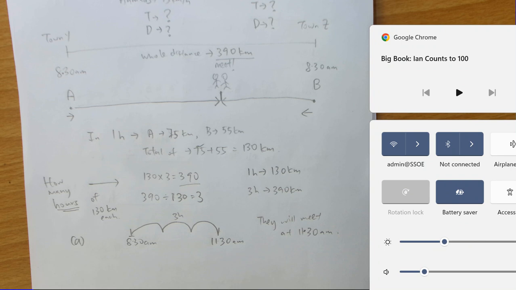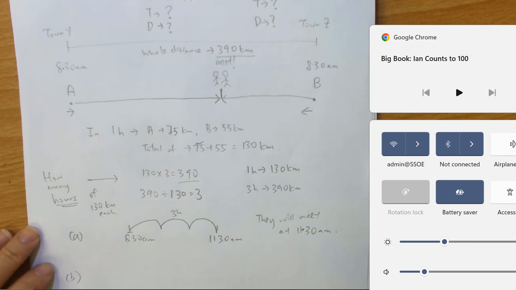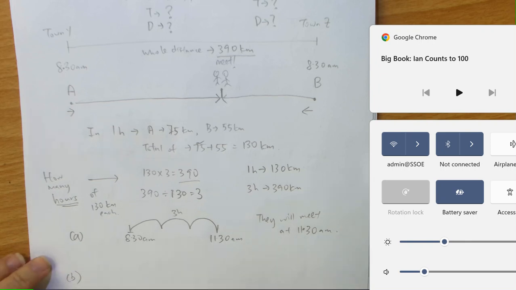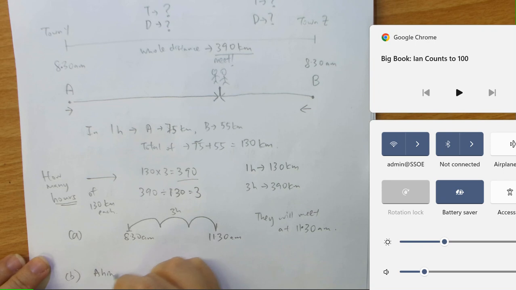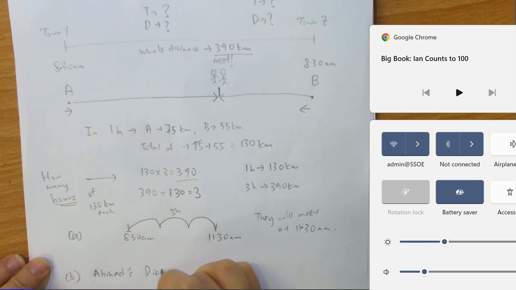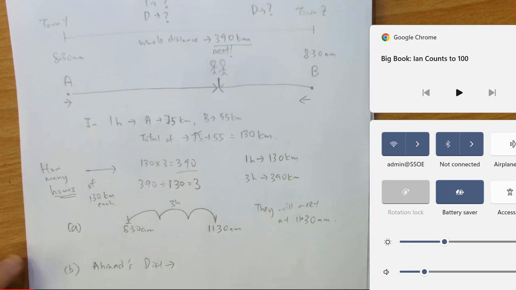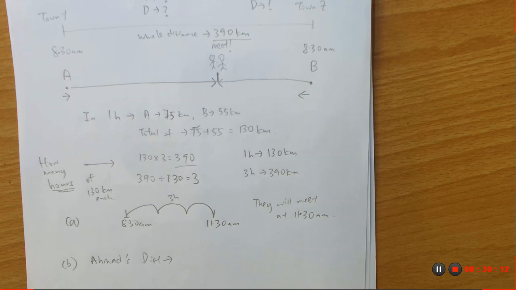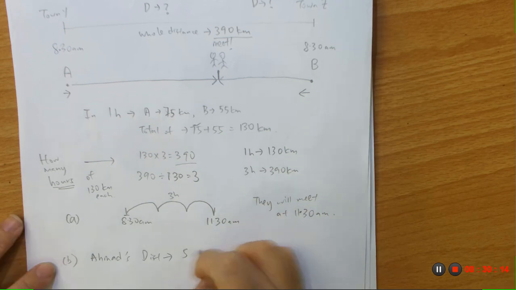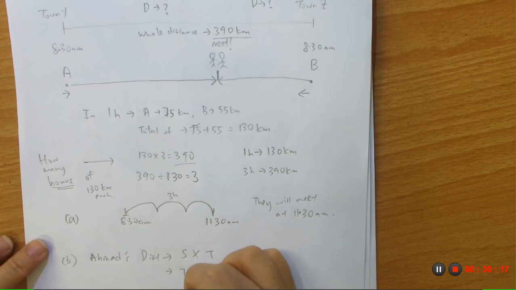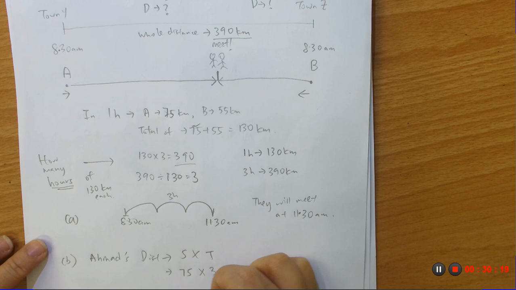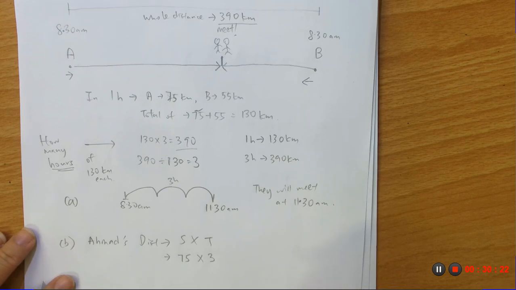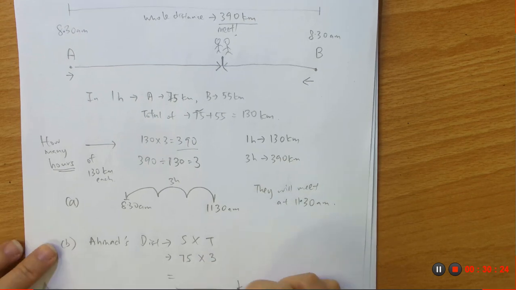Okay, finally, part B. How far would Ahmad have traveled? Ahmad's distance. What do I use? Speed times time, right? His speed was 75 km per hour. The duration is 3 hours. There you got your kilometers.